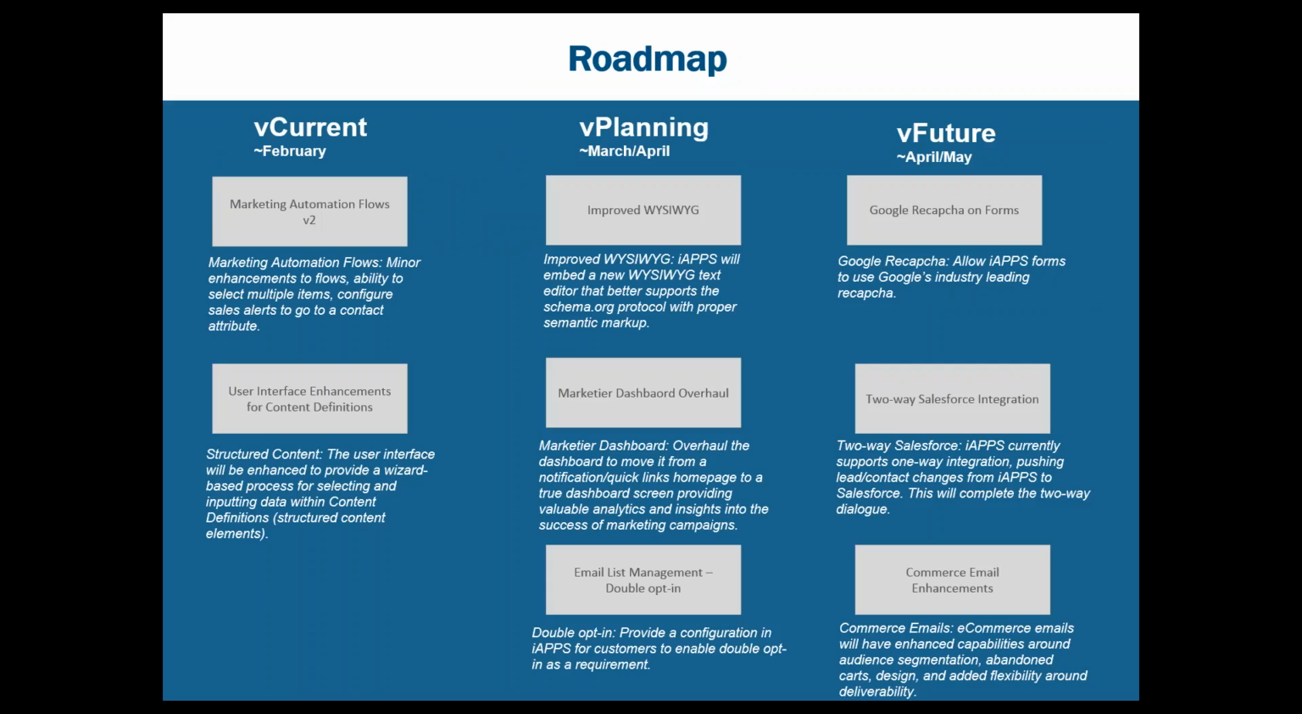So as we have everybody on the line, I thought it could be a great opportunity to also take a look at our short-term roadmap. In February, we're going to be making more enhancements to our flow builder. These enhancements are going to be doing things like adding minutes to certain flows, the ability to select multiple items like multiple pages, files, or contact attributes, and then enhancing iAPPS as a sales enablement platform by allowing sales alerts to go to a contact attribute.